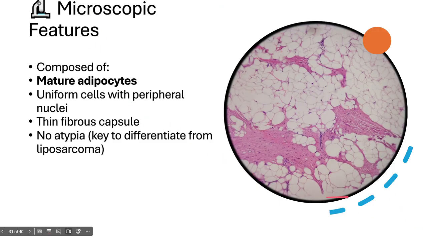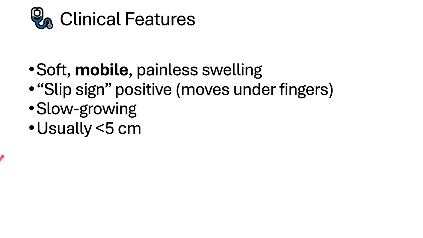And regarding the microscopic features of a lipoma, you can see here in this picture, there are mature adipocytes and uniform cells with peripheral nuclei. Also a thin fibrous capsule and no atypia. When regarding the clinical features, it is a soft, mobile, and painless swelling. It is slowly growing, and usually it is less than 5 centimeters.